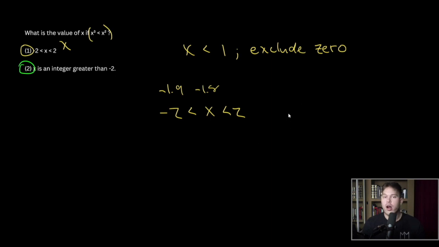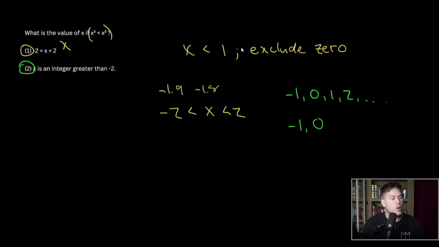Okay, so what are our options for x? X could be negative 1, 0, 1, 2, etc. We also already know that x must be less than 1. And if x is less than 1, then it could be negative 1 or 0.